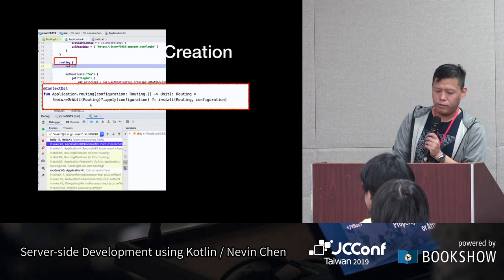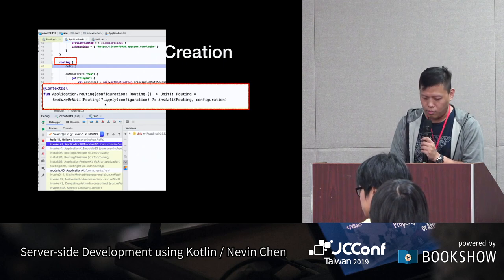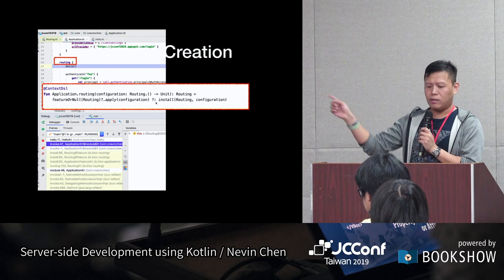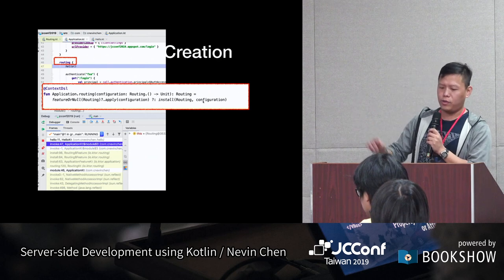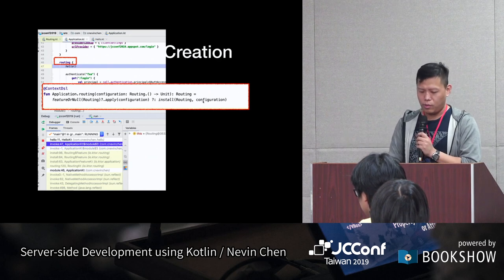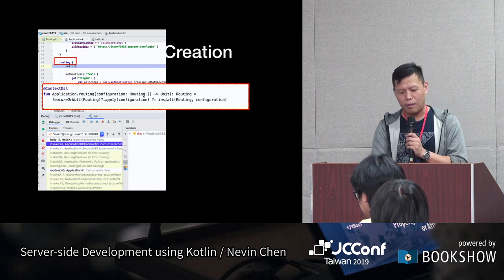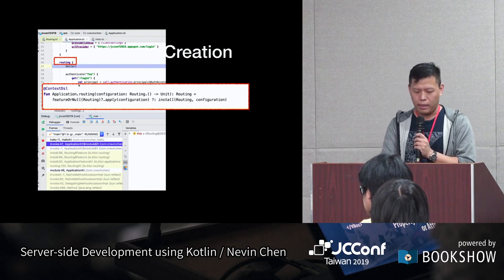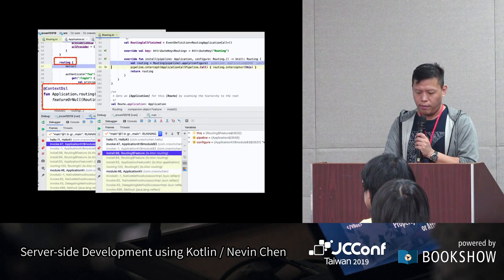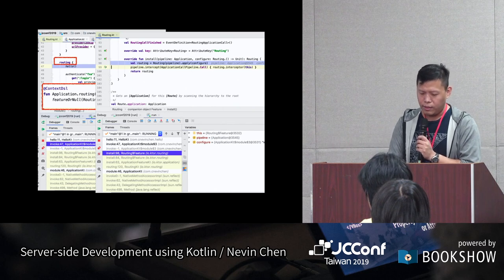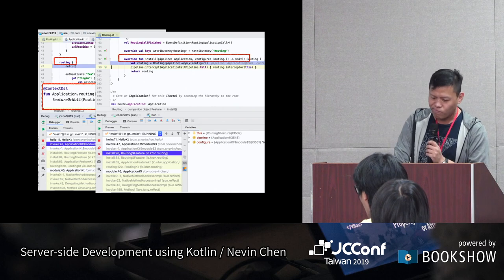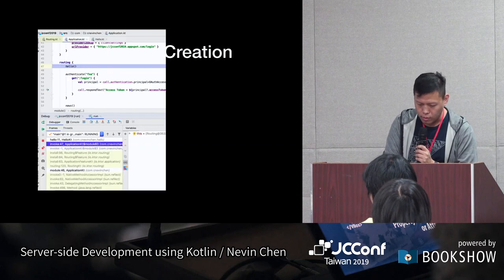So it says feature or no. If it doesn't have this routing feature, actually it's a feature. So if it doesn't have the feature, then I install it. I install the feature and add a configuration in it. So what is configuration? We see the configuration here is a lambda. The lambda is outside the blocks. So this is the way it installs the configuration. Oh, sorry, I didn't mention that. This block here is a bunch of configuration.